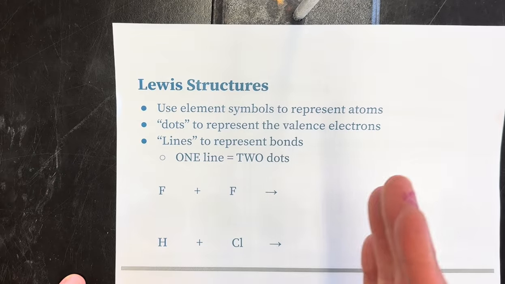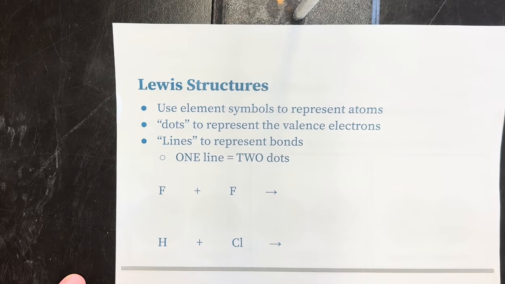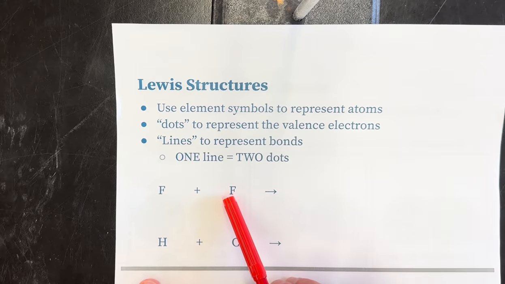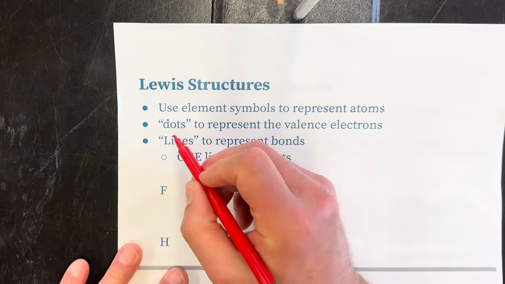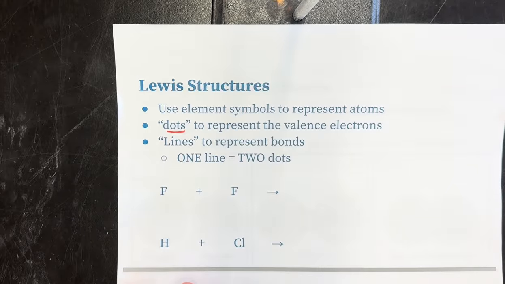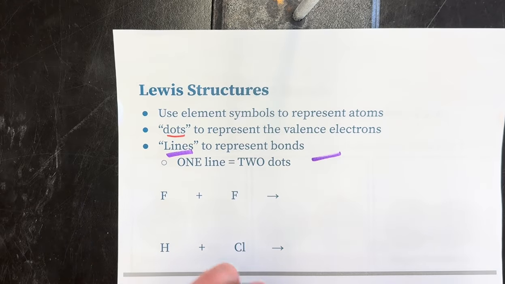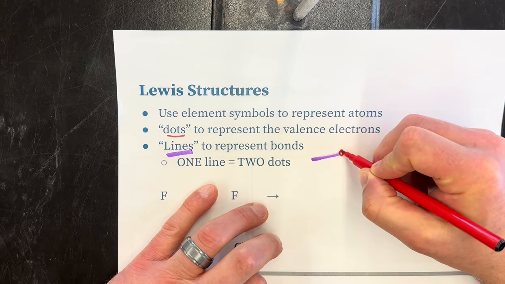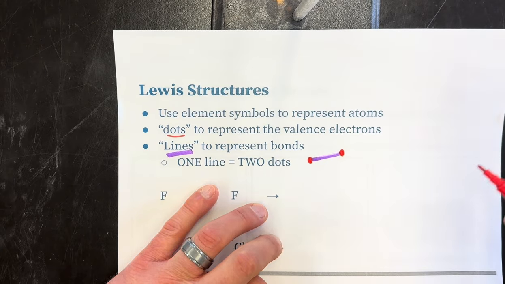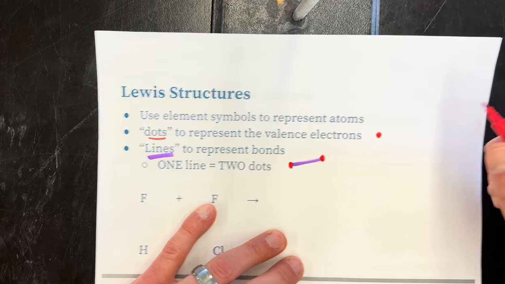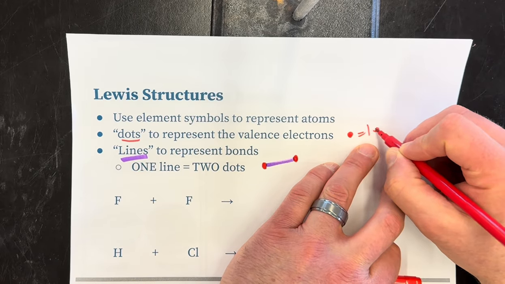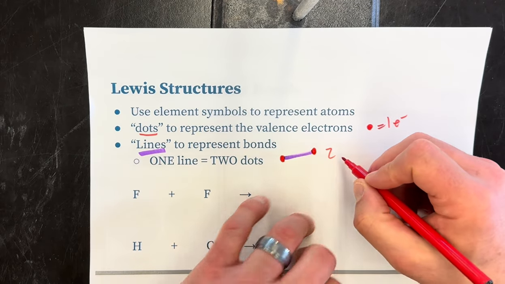This is about halfway through the notes. I believe it's like slide 7. And in Lewis structures, one of the things that's really important is that we use the element symbol to represent the actual atom itself. We use dots to represent the number of valence electrons that are present, and we're not talking about all of the electrons, we're just talking about the valence electrons. And then we use lines to represent bonds, and we also have to remember that one line is the equivalent of 2 electrons. So a dot is 1 electron, and a line is 2 electrons.